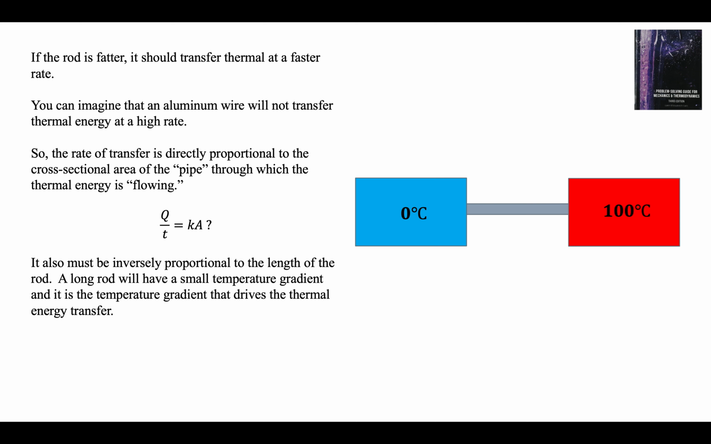It's inversely proportional to the length. If the rod is long, the temperature gradient is not big, and that's what drives the thermal energy transfer. If the rod is short, you're going to get a lot of heat flow. So that L goes in the bottom. It's inversely proportional to the distance between the two temperatures.